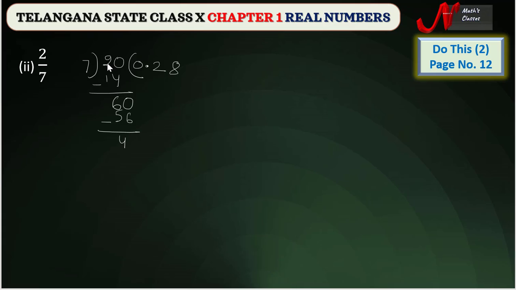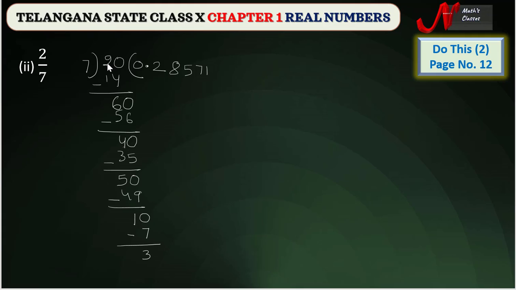4 is less than the divisor 7. So we keep the 0 after 4. It will become 40. So 7 5s are 35. By subtracting we get 5 as the remainder. So 5 is less than the divisor 7. So we keep the 0 after 5. It will become 50. Now 7 7s are 49. By subtracting we get 1 as remainder. 1 is less than the divisor 7. So we keep the 0 after 1. It will become 10. Now 7 1s are 7. By subtracting we get 3 as remainder.